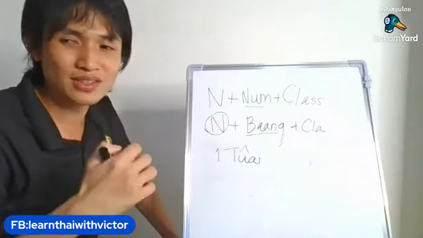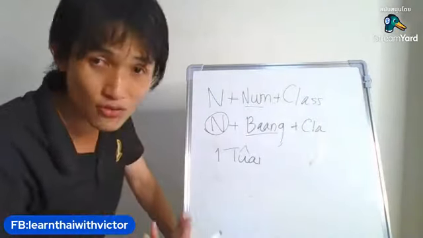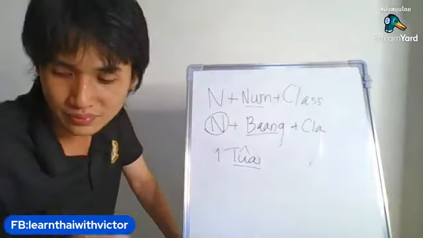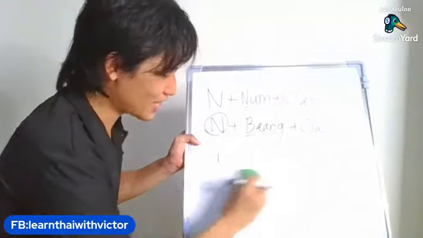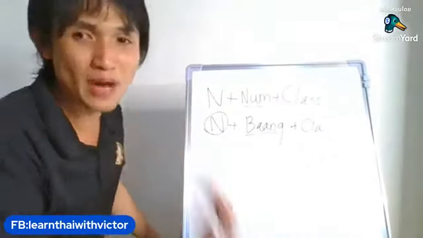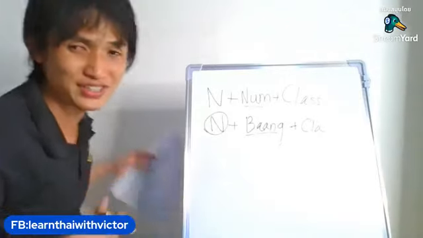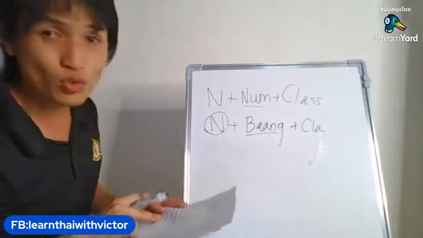So the word แก้ว can be the classifier itself. For the cup, you can say the word ถ้วย or the word แก้ว. But we're not talking about that today, because it will be too much for beginners. Okay, so how about this one?